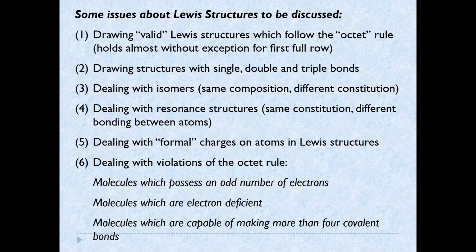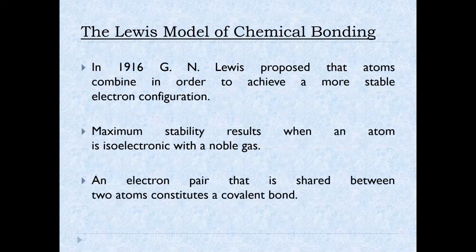Some molecules have electron deficiency. They can never form octets. They have fewer than 8 electrons between them, so there will be electron deficiency in such molecules. Sometimes some molecules are even capable of forming more than 4 bonds. So these are the exceptions to the octet rule that we'll be seeing in the course of this lecture.